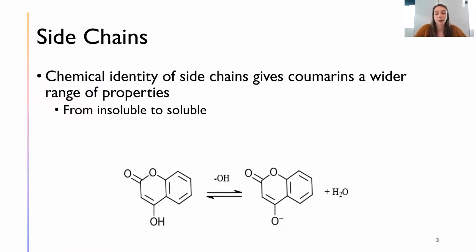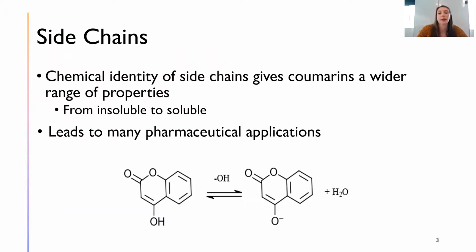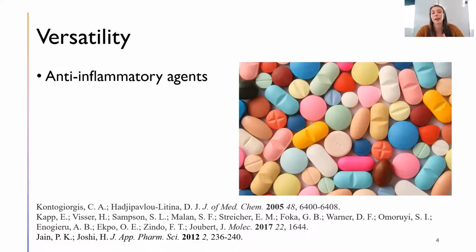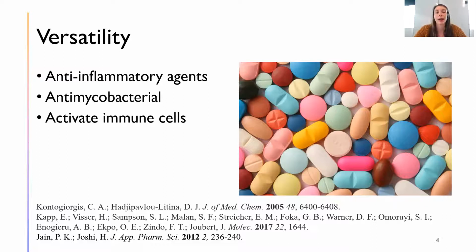The backbone itself has a certain ability to engage with other molecules just because of its chemical structure. And on top of that, adding side chains gives it even greater range of properties. These molecules have a lot of pharmaceutical applications. Some of the versatility that these molecules have has to do with their ability to act as anti-inflammatory agents, antimicrobials. They can be used to activate immune cells, and they can be used as anti-cancer drugs, just because of how they can be manipulated in different ways.